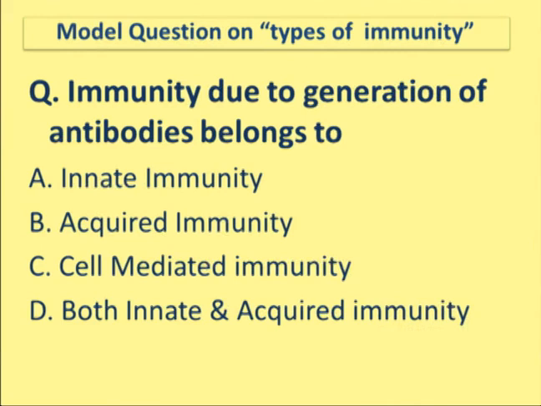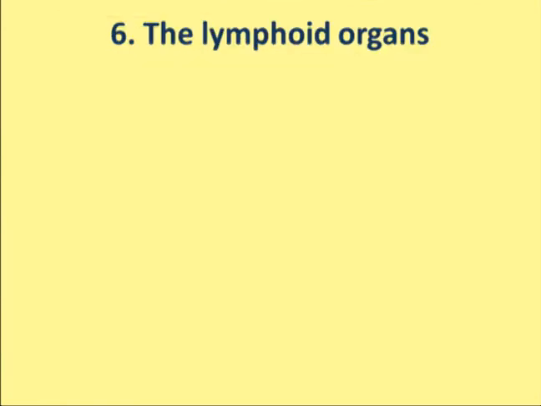Now, immunity due to generation of antibodies belongs to which particular type of immunity? Innate immunity, acquired immunity, cell-mediated immunity, or both innate and acquired immunity. So antibodies are generated specifically against a particular kind of antigen. That means a specific immune response is generated, and specificity is a hallmark of acquired immunity. So here the right option is B, that is acquired immunity.